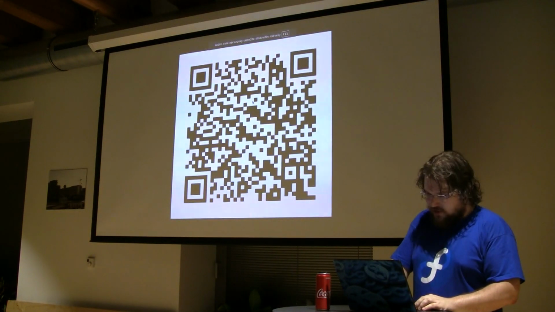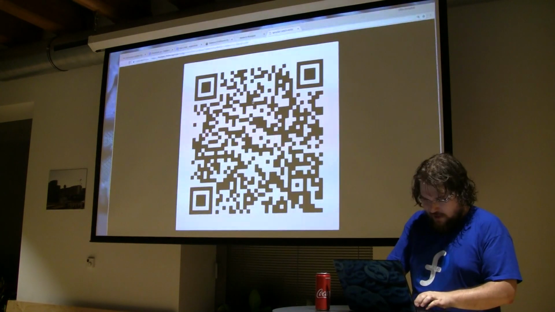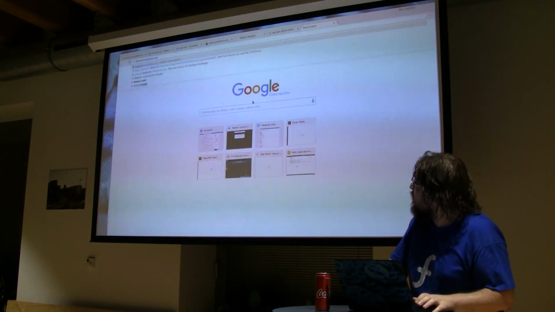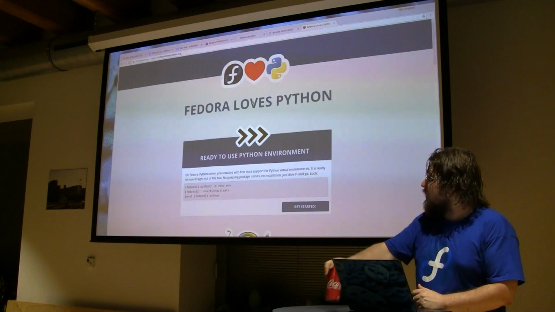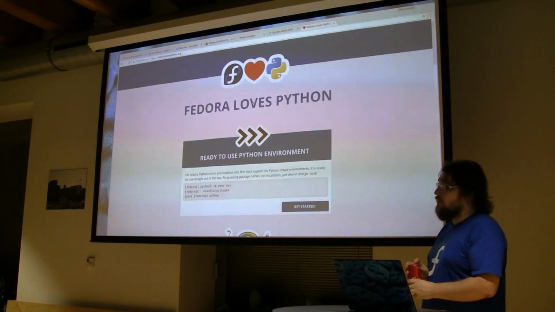So this is the badge, I hope you all get it. And there is fedoralovespython.org. And you will find all the links and information in there, not only about the lab itself.